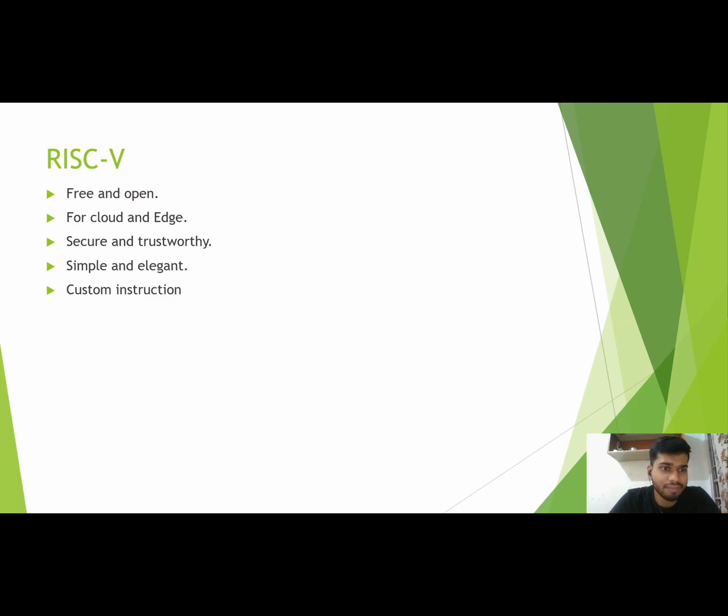Also, the community for the RISC-V system is still evolving. There is the RISC-V Foundation, which owns the RISC-V ISA, and in India, under this foundation, IIT Bombay and IIT Madras are members for the research and development of RISC-V systems.